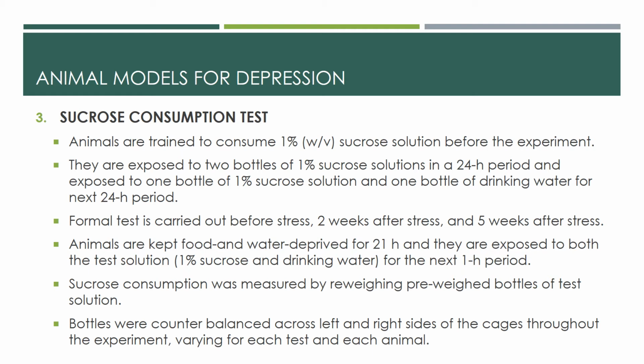Animals are kept food and water deprived for 21 hours, and they are exposed to both test solutions, 1% sucrose and drinking water, for the next 1 hour period. Sucrose consumption was measured by re-weighing pre-weighed bottles of test solution. Bottles were counterbalanced across the left and right sides of the cages throughout the experiment, varying for each test and each animal.